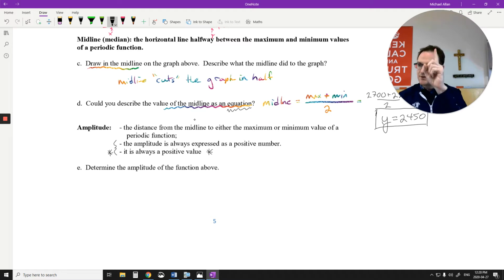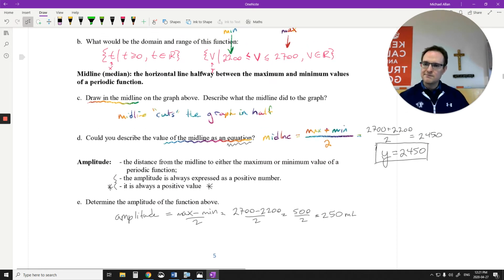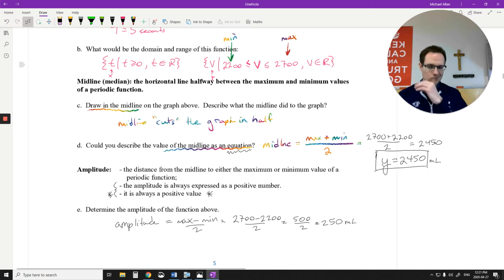So what's the amplitude of this graph above here, right? So one way to find it mathematically is a very similar formula to finding the midline. You take the max, you minus the min this time, rather than plusing the min, and then divide it by 2. The 2700 minus the 2200 divided by 2, which is 500 divided by 2, which is 250. That's my amplitude. It probably has units, 250 milliliters. This is in milliliters up here too. I didn't put that there.